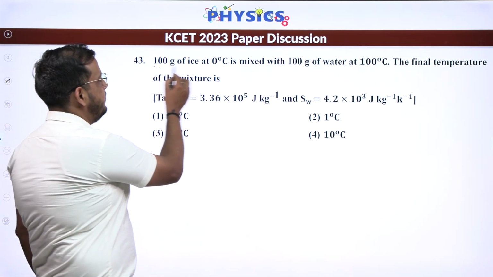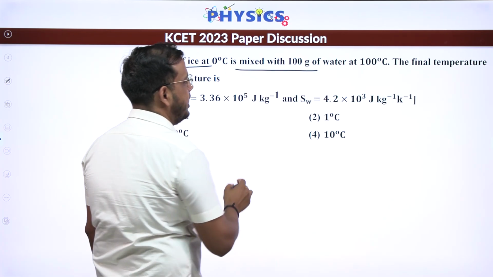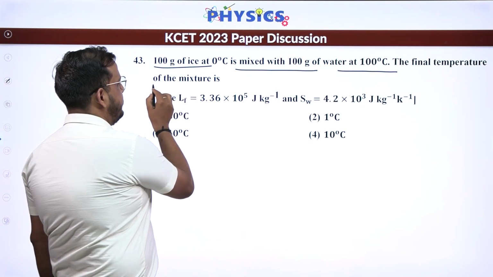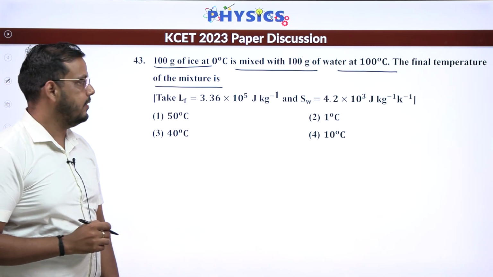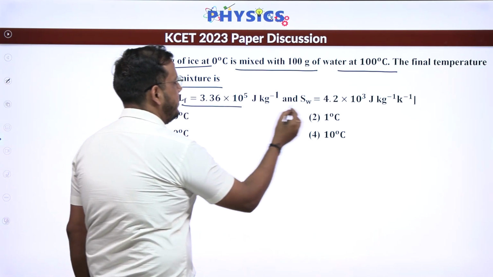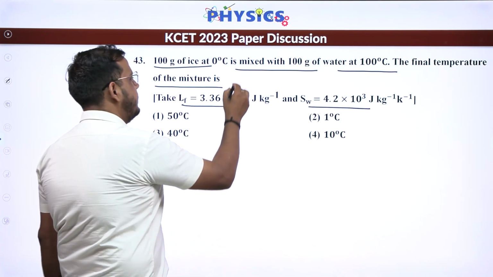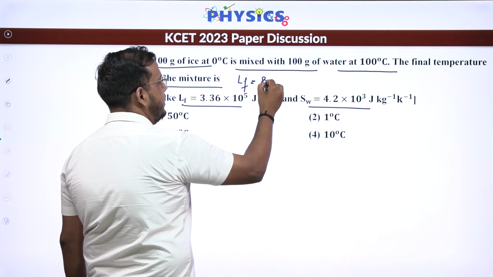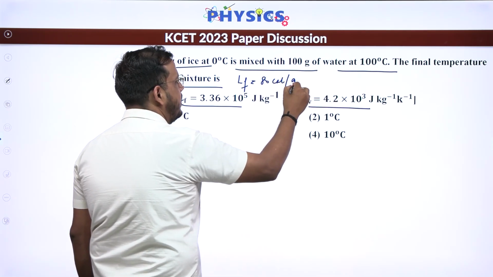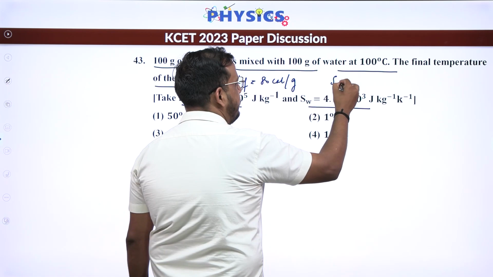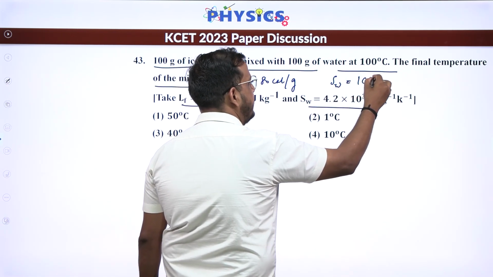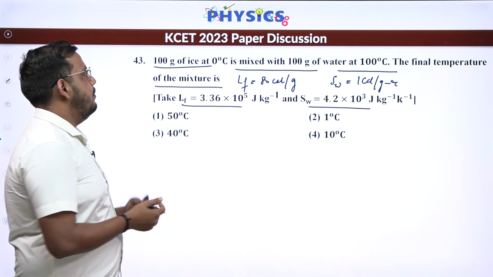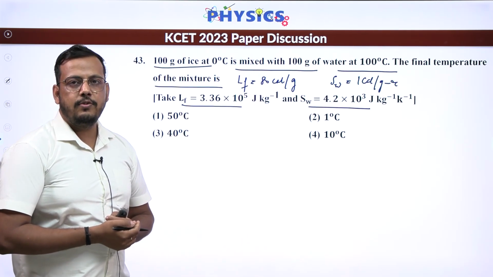100 gram of ice at 0 degree Celsius is mixed with 100 gram of water at 100 degree Celsius. The final temperature of the mixture is what they were asking. So here the latent heat of fusion and specific heat of water are given, but we write in calories. Latent heat of fusion is 80 calorie per gram, and the specific heat of water is 1 calorie per gram per degree Celsius. Now you have to check the dominancy of ice and water.